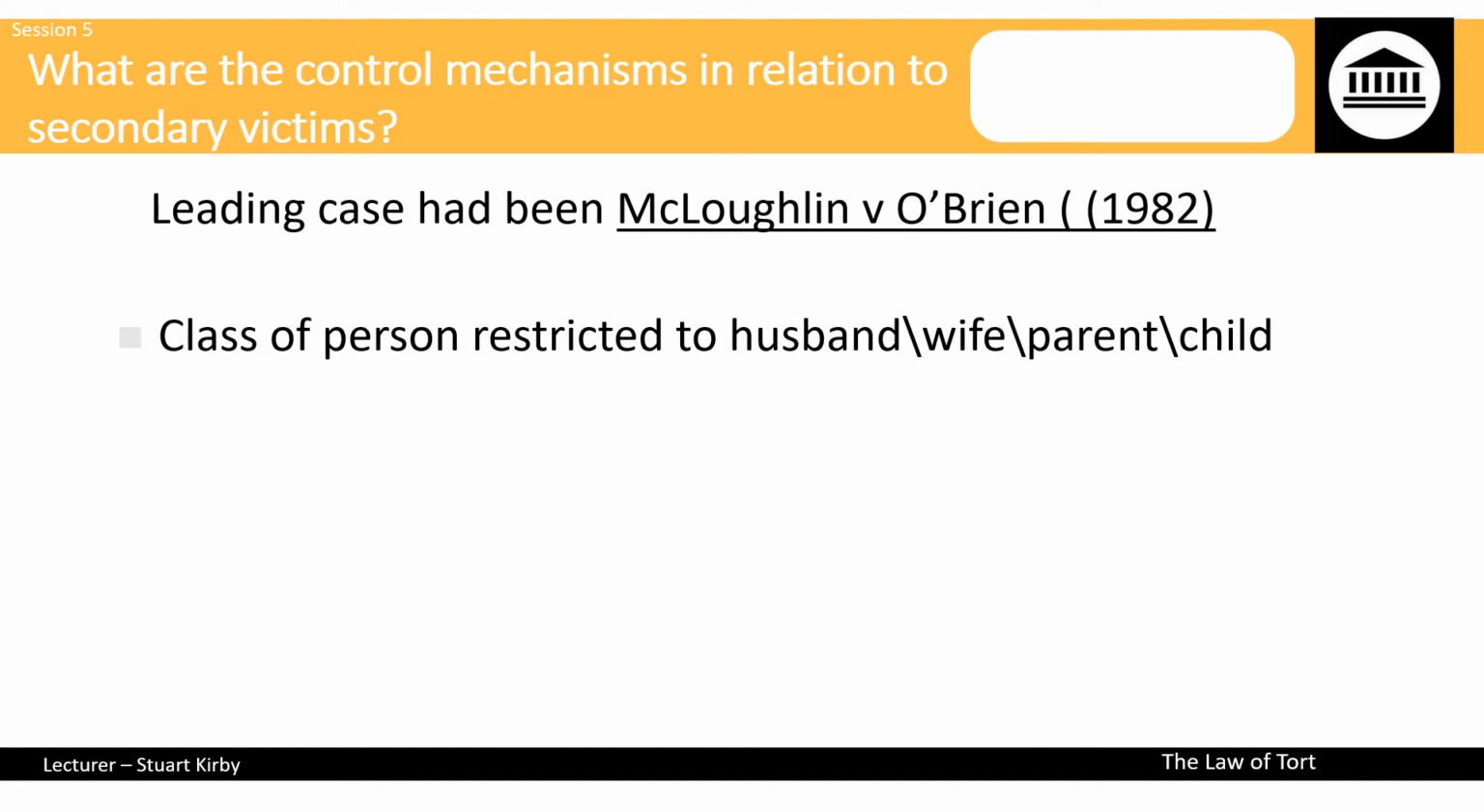This case set these guidelines. So for example, the claimant is to be restricted to husband, wife, parent or child. We're going to be looking at this case in a little bit more detail and it'll become clearer, but because of this case, the control mechanism that was placed in regards to secondary victims was that it's restricted to your husband, your wife, or your parents, or your child.